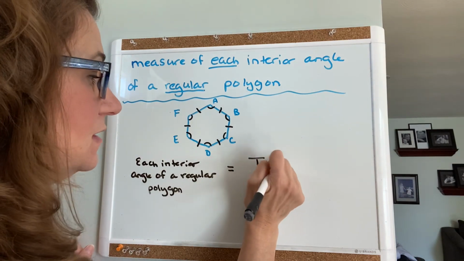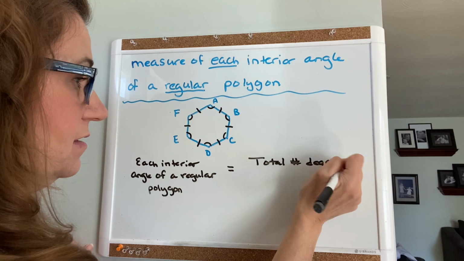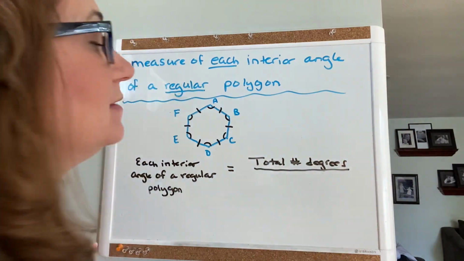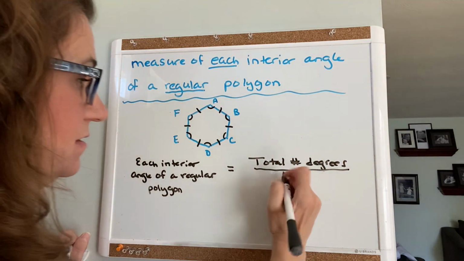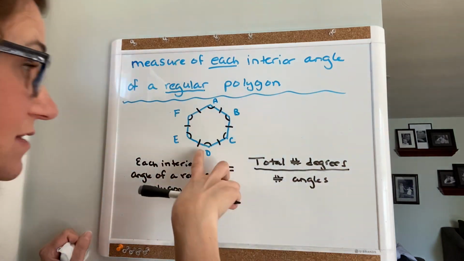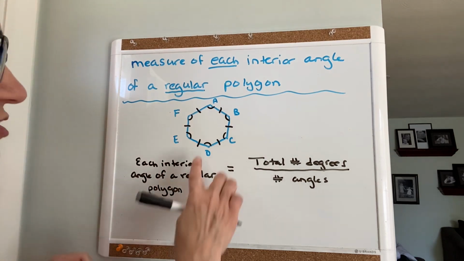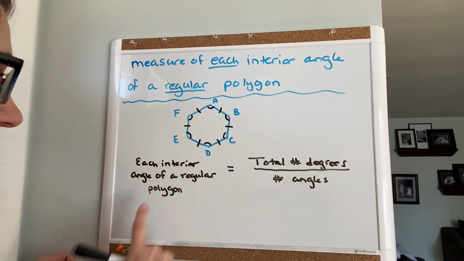Take the total number of degrees, which you have learned to do, and then divide by the number of angles. So divide that by the number of angles. And you guys, I just said the number of angles is equal to the number of sides. So now with this concept, we're going to actually derive the formula for finding the measure of each interior angle.